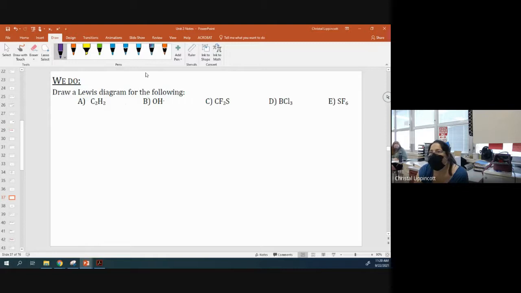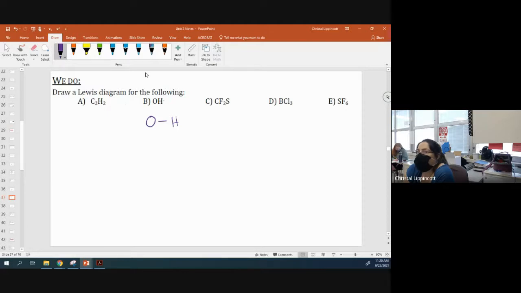Now this one has a negative charge on it, so maybe we should do one of those so I can show you. I'll do B with you, and then I'll cut you loose to try some of these. I'll give you a couple hints along the way too. So this one, we've got our oxygen bonded to hydrogen. How many electrons? I've got 6. I've got 7. And what does this negative charge mean here?